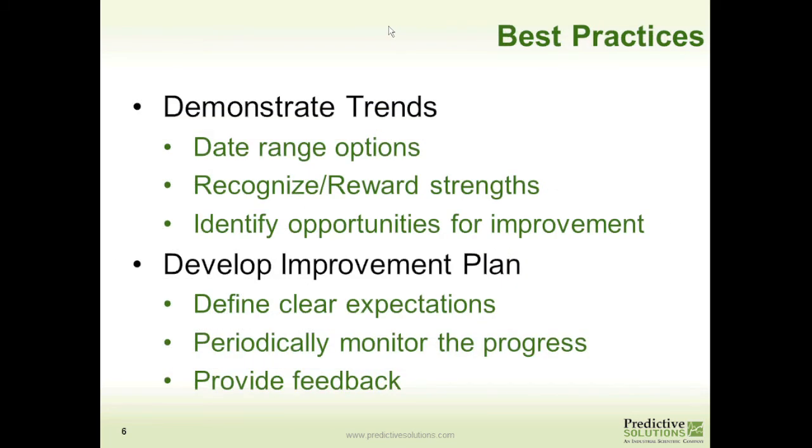So the Observer Summary Report, specifically the index metrics, allows us to demonstrate these trends. The date range option allows you to set a goal and then measure going forward to see if they've improved. We can recognize and reward their strengths and then identify opportunities for improvement. And you can measure it within SafetyNet. Ultimately, you want to develop an improvement plan. Define clear expectations. How many inspections per week? How many safe per inspection? How many unsafe per inspection? And it can vary from observer to observer, or based on your role within the company, and that's okay as long as you're giving that feedback.